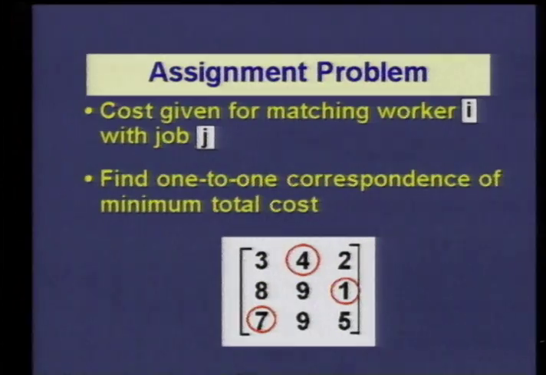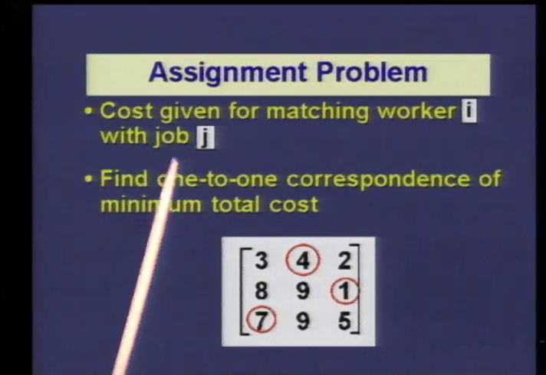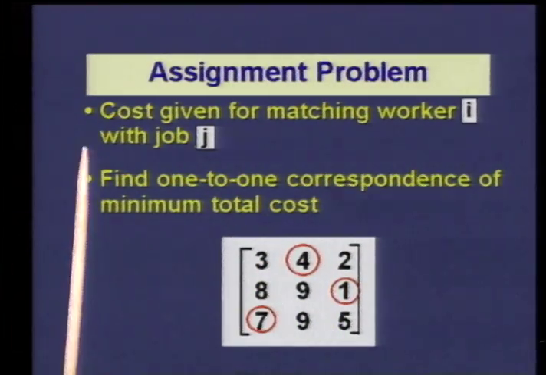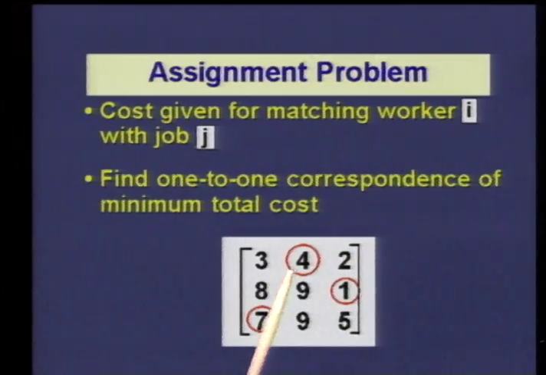In this tiny 3 by 3 example, the first row would correspond to the first worker, the second row to the second worker, and so on. And similarly, the columns would correspond to the jobs. The entry 4 is the cost of pairing worker number 1 with job number 2. And in this particular example, the minimum cost pairing associates worker 1 with job 2, worker 2 with job 3, and worker 3 with job 1 for a total cost of 4 plus 1 plus 7, or 12.